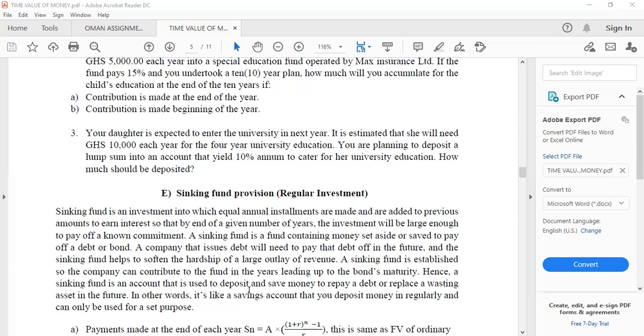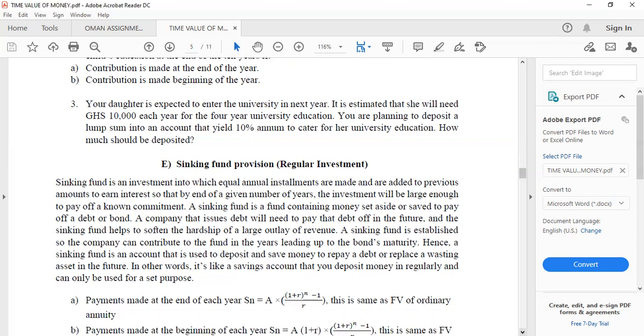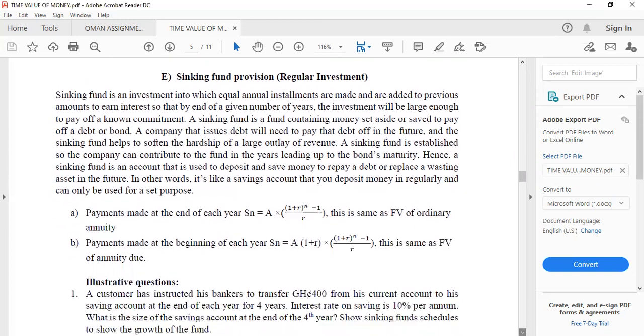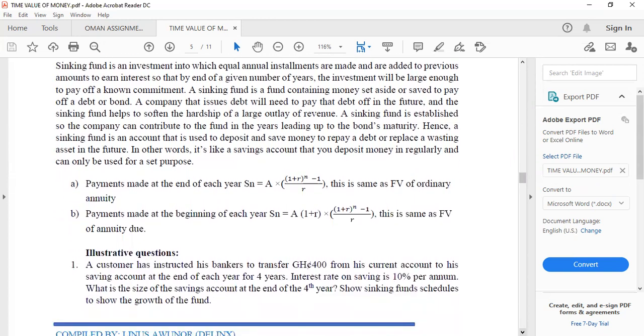But what is the next question? Which future value formula: annuity due or ordinary annuity? The question will specify that, either you are depositing the money at the end of the year or at the beginning of the year. So for sinking fund, we use future value of annuities to determine that.